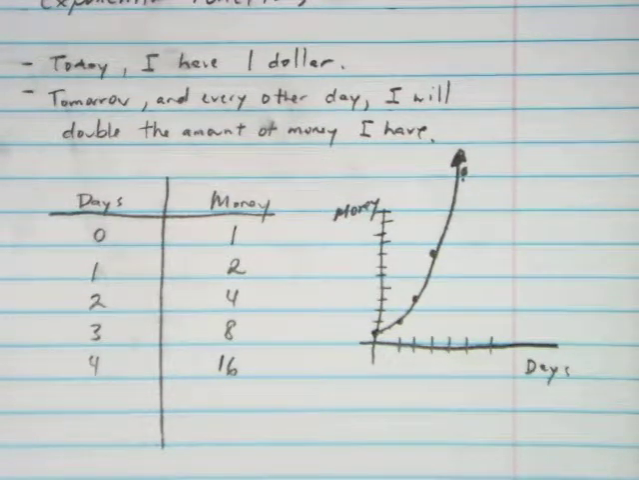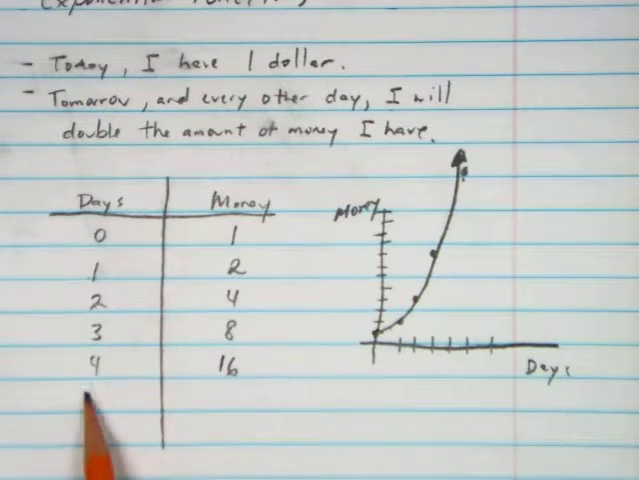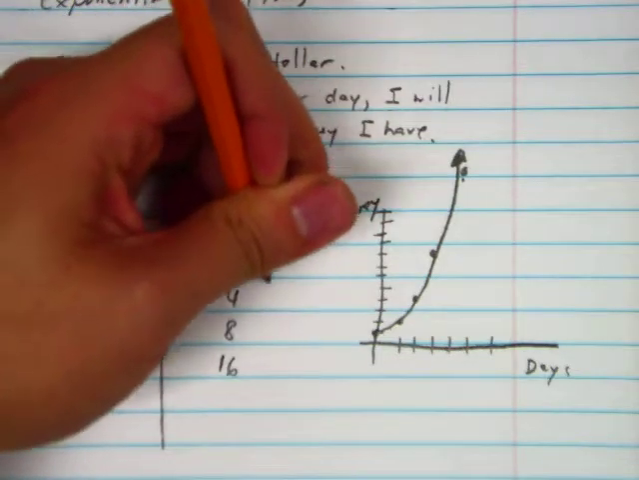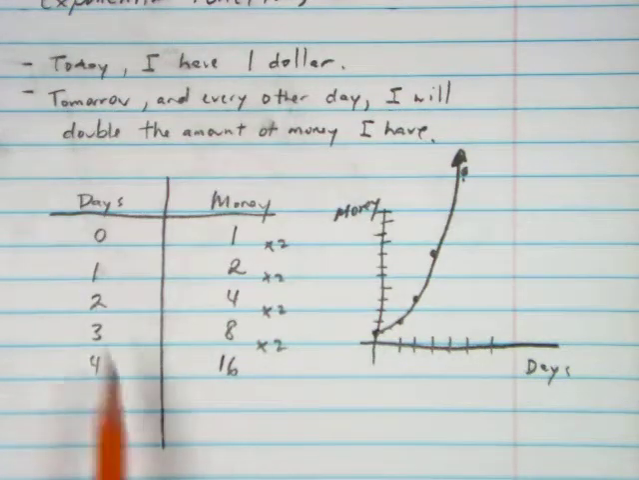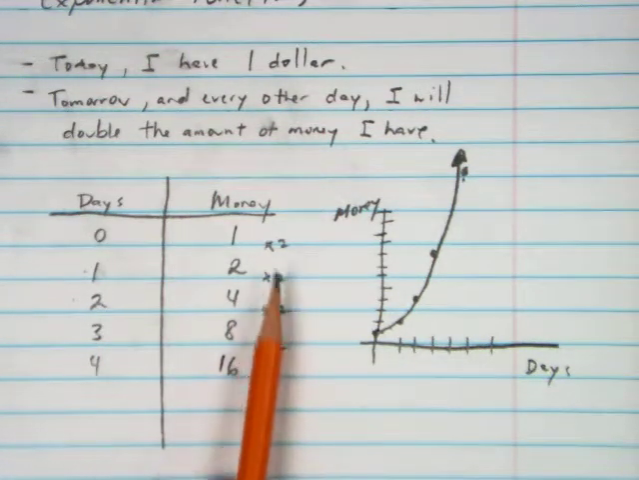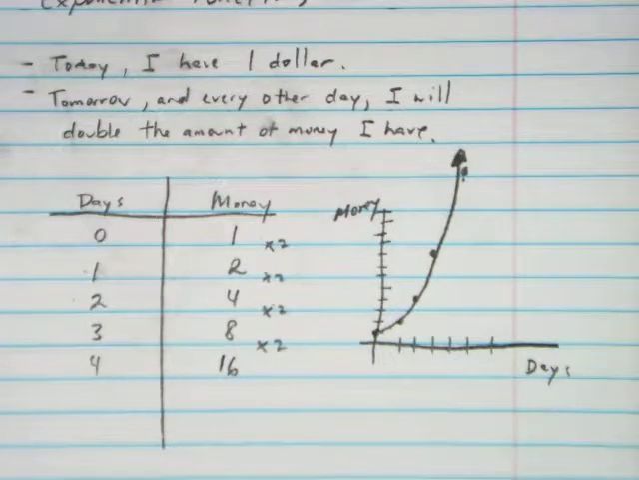So this is just to get an example of what an exponential function looks like. Right here, what we can see is after every day, we're doubling our money. So what we're saying is we're just multiplying by 2 every time, right? After 3 days, I would multiply 2 3 times. After 4 days, I would multiply 2 4 times.